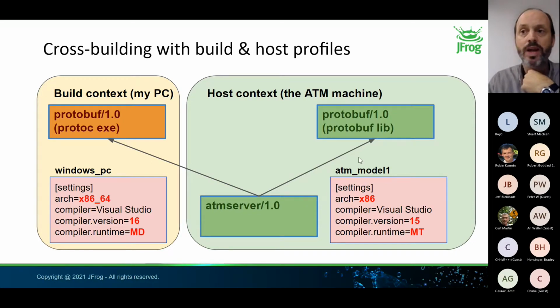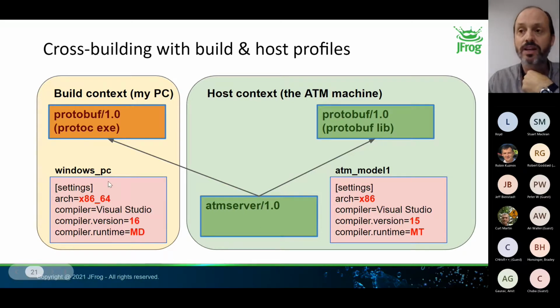Okay. But when I'm developing, I'm not developing in the ATM. I'm developing in my Windows machine, which is 64 bits, etc. And when I'm running my build, the Proto-C application that I need to be running is a Proto-C in my Windows, in my 64 bits architecture and everything. So in this case, I have another different profile. I have what is called the build profile. The build profile in this case contains my current Windows configuration, which is the Visual Studio 16, dynamic runtime, and everything.